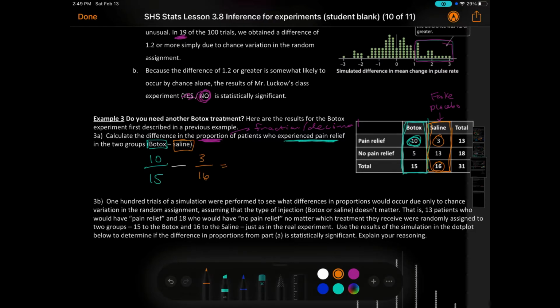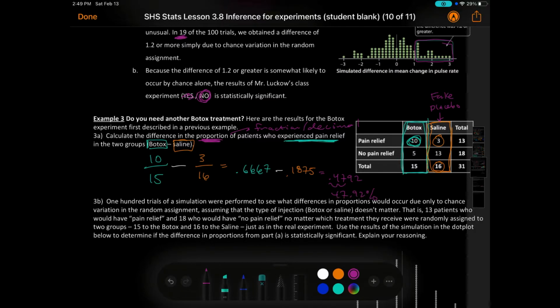You can just put that one in your calculator, 10 divided by 15. That will give you, if you rounded, 0.667, subtracted by 3 divided by 16 in your calculator, you get 0.1875, and then we get an answer of 0.4792. Remember, that's a decimal, so if you wanted a percent, you would have 47.92%.